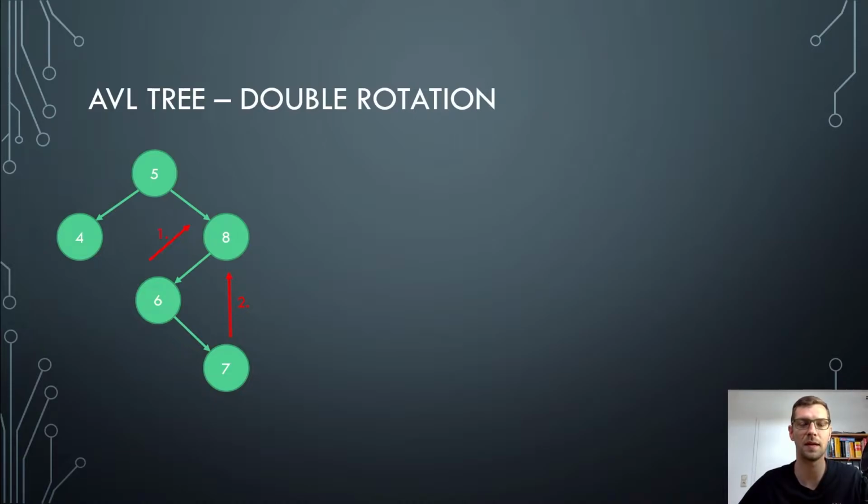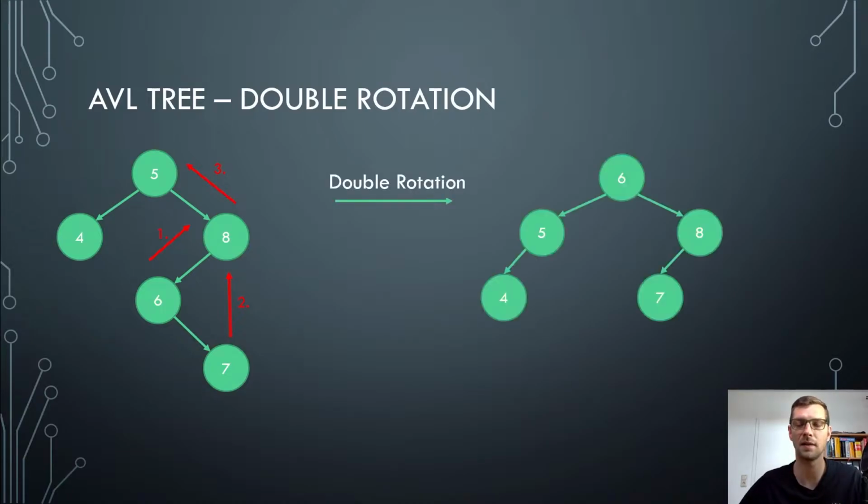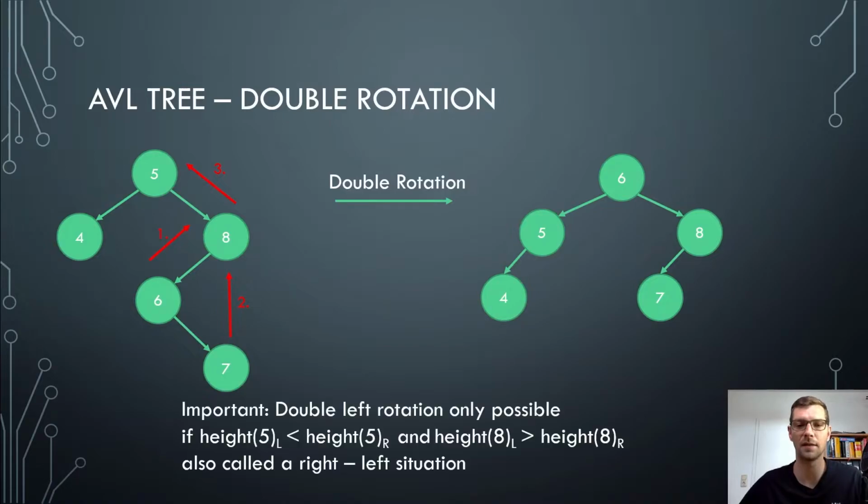So if we do this first right rotation, then we end up like this, and then we do our left rotation as usual. So with this double rotation, in the first step we make the condition for the left rotation, and in the second step we actually do the left rotation. If we do that, we end up after the double rotation with this type of tree. We have the 6 at the top and the 5 and the 8 as the children.